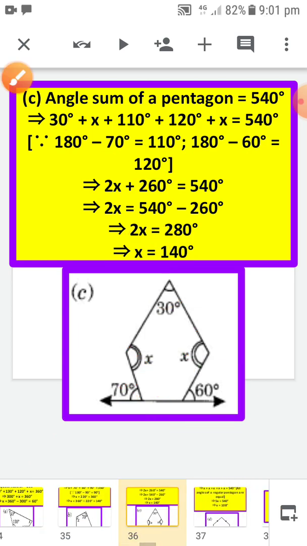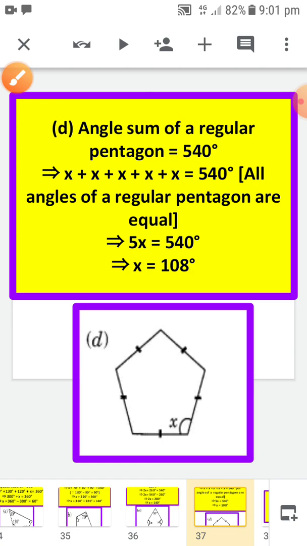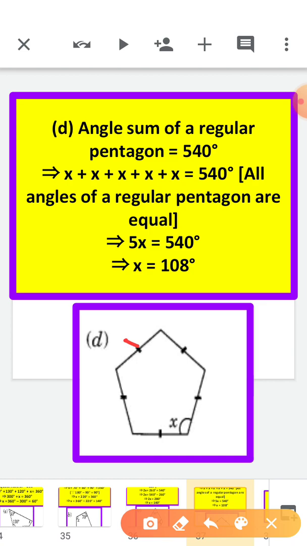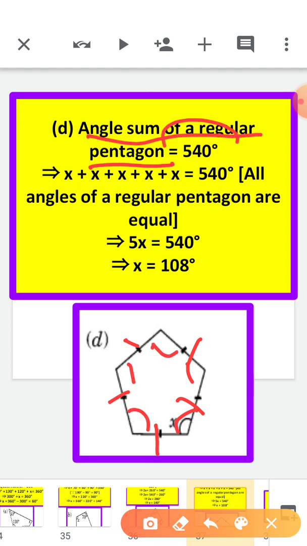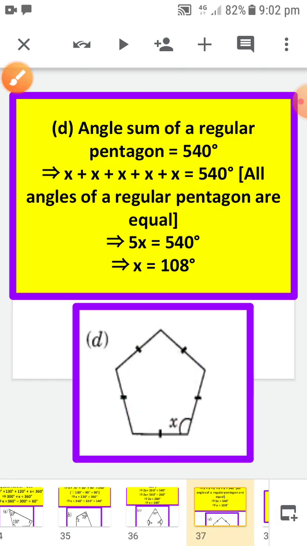Okay, so in the next part you are having again a pentagon. In the question very clearly it is given that all sides are equal. So all sides are equal means all angles are also equal. So this is the pentagon. Angle sum of a regular pentagon is 540. So 5 times x added together gives you 540. 5x equal to 540, x equal to 108 degrees. So with this we are ending this video.